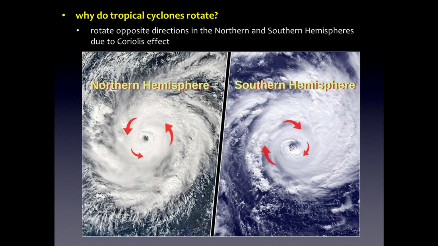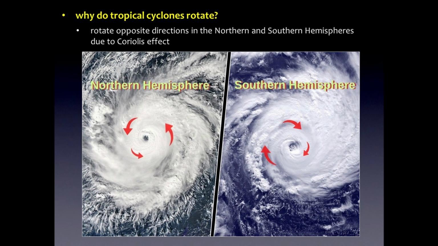Why do tropical cyclones rotate? Why do extratropical cyclones rotate? But we'll talk more about tropical here. If we notice one thing, we notice that they rotate in opposite directions in the southern hemisphere. Tropical cyclones rotate counterclockwise in the northern hemisphere and clockwise in the southern hemisphere.